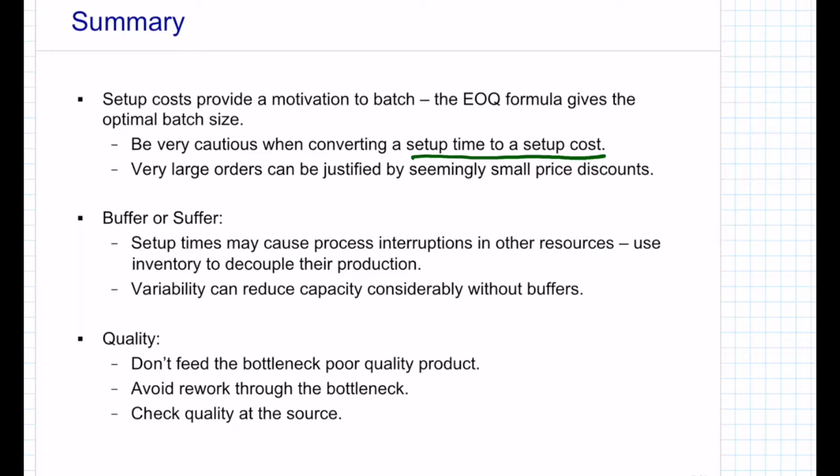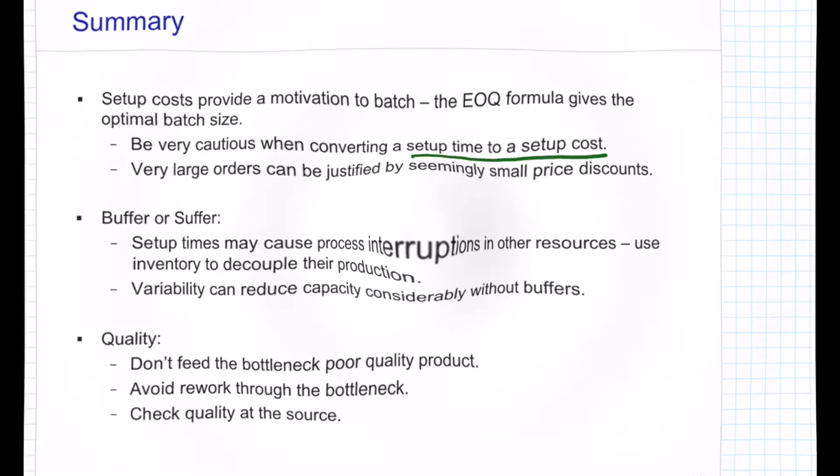We know that setup times can cause process interruptions, and we can make use of inventory to decouple production. When there is process variability, the capacity can be significantly reduced if we do not use buffers. Another point to note is we should not feed the bottleneck with poor quality product because it will bring down the process capacity for the entire process. We should also avoid rework through the bottleneck, and it is always a good idea to check quality at source.